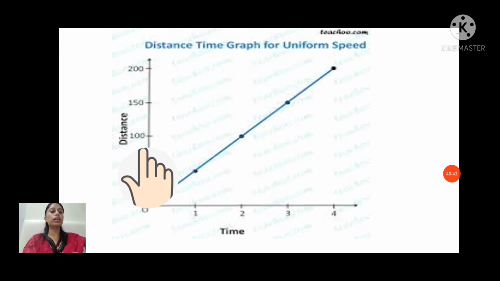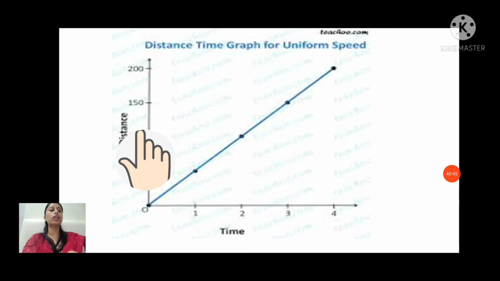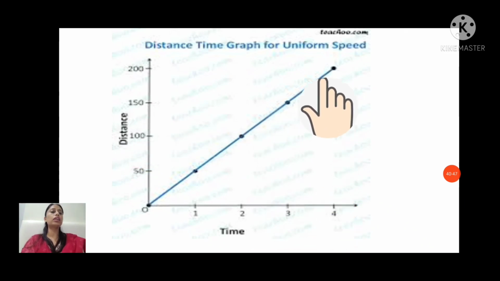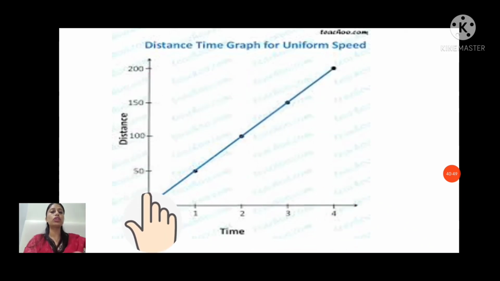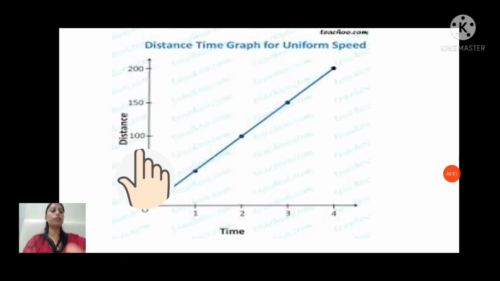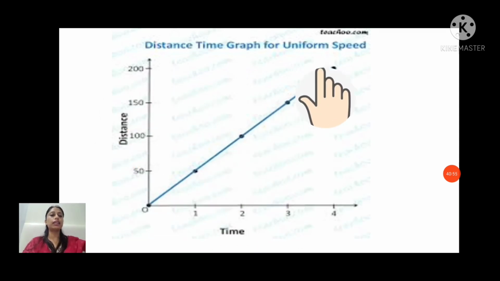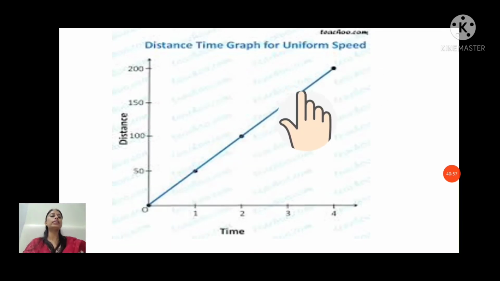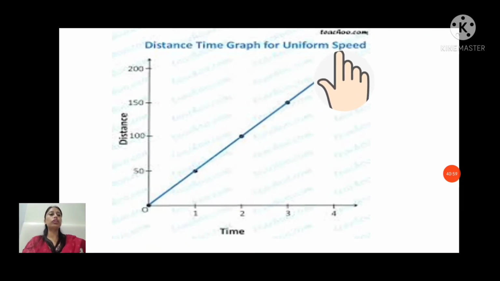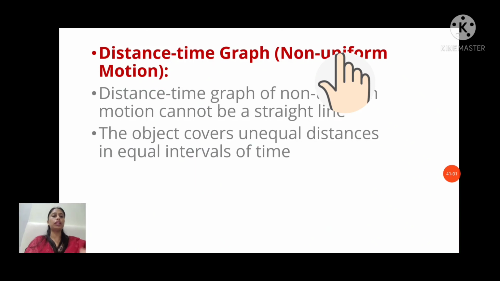50 to 100, another 50 kilometers; 100 to 150, another 50. In the third hour and the fourth hour, another 50. So here you see 50, 50, 50, 50: first, second, third, fourth. Okay, and you can see the straight line.